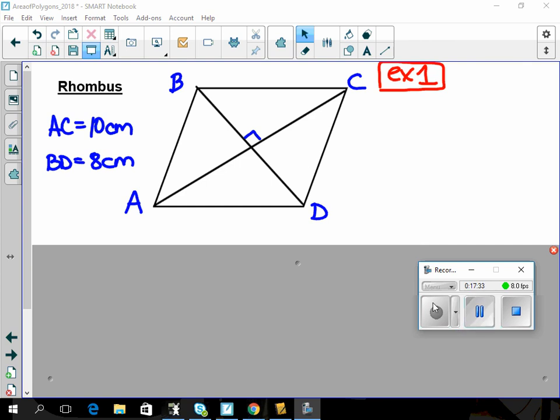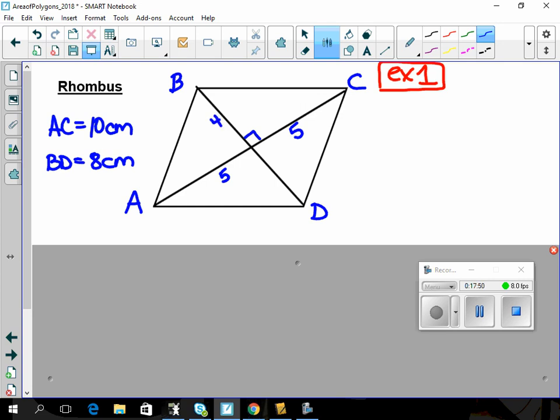All right, so what do you think that is going to help us find, the area of this particular situation? So let's look. If I know that AC is 10, isn't this 5 and this 5? Did you agree? Okay. And then what about BC? Wouldn't this be 4 and 4? Okay. So how is that information going to help us?